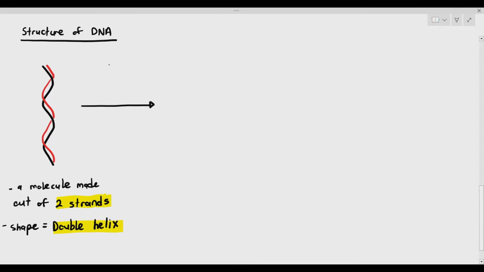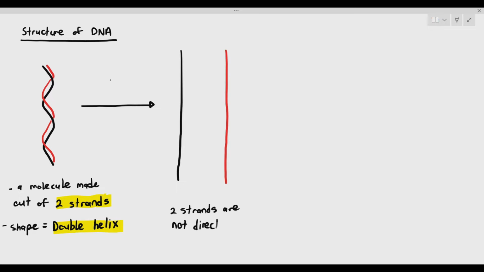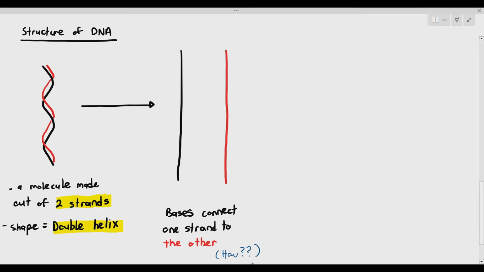Now, if I were to just basically uncoil and unwind the DNA and just put it side by side, like straightening them and putting it side by side, we will notice that the 2 strands are not directly touching each other actually. But the 2 strands are connected to each other by something called bases. Here is where the purines and pyrimidines have to be discussed a little bit.